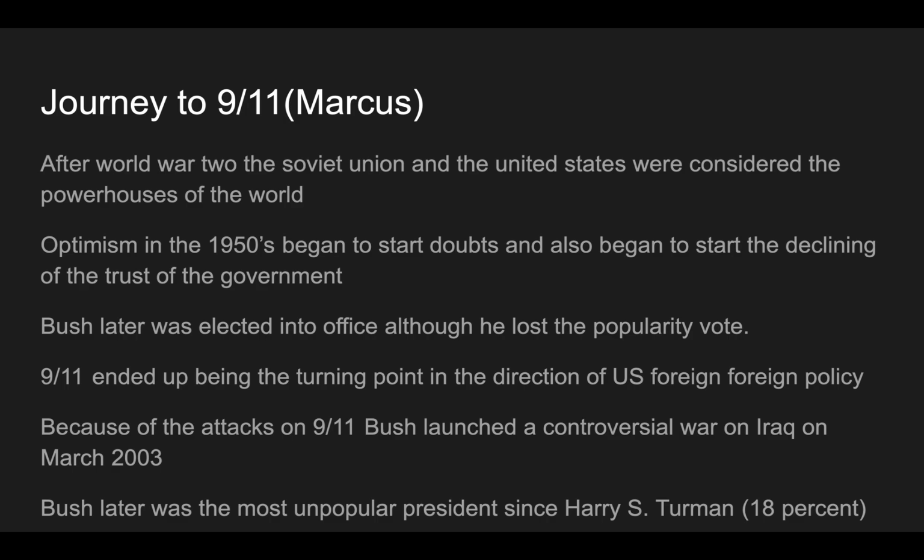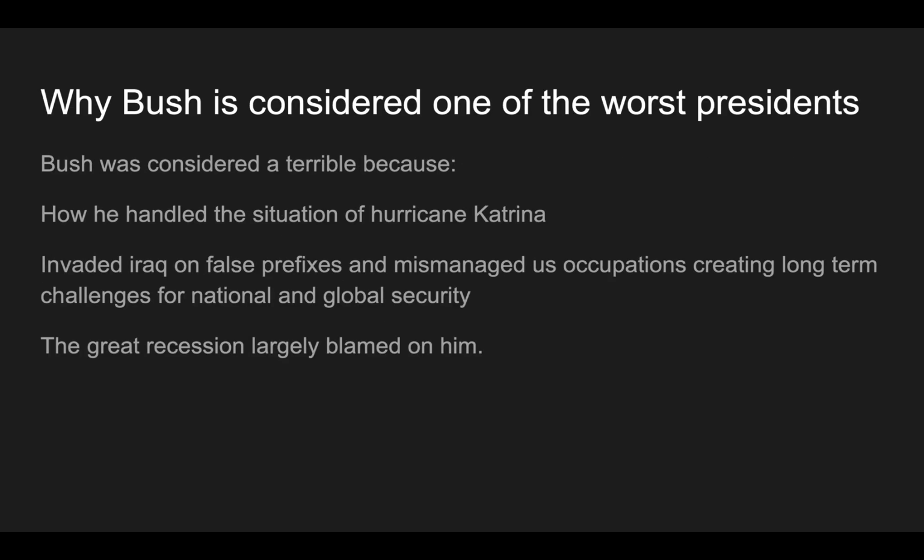Marcus actually goes way more into detail about 9/11 and about how that's viewed by the public, and a lot of people actually blame George W. Bush for that, which is kind of shocking to me personally. But that doesn't matter. Anyways, because of the attacks on 9/11, Bush launched a controversial war in Iraq in 2003, and Bush was later known as the most unpopular president since Harry S. Truman. Only 18% liked him, even though it's kind of surprising because he served 2 terms. But if you want to know more information about 9/11, I would go to Marcus. He has a lot of information on it.